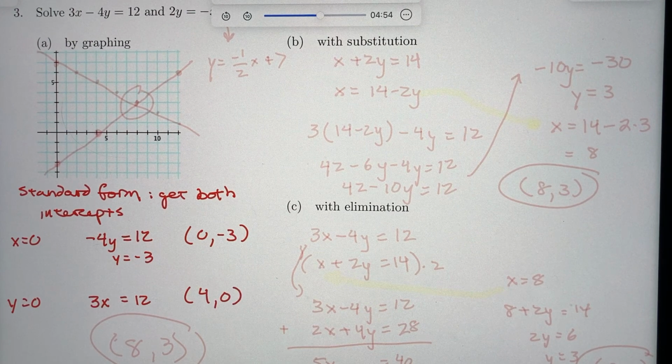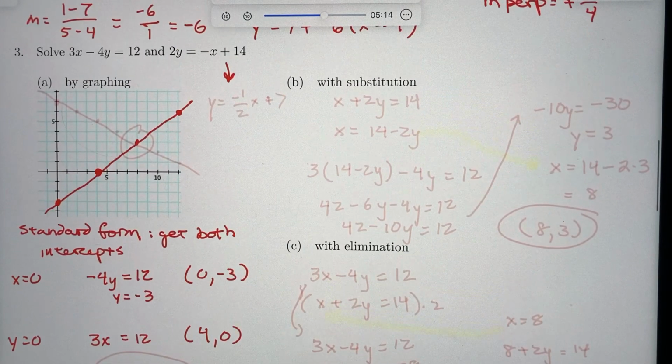Plot those 2 points, 0, negative 3, and positive 4, 0. And oh look, the slope is 3/4. So I'm just going to keep going up 3 and over 4 until I run out of graph paper. And draw the line. In order to easily draw the second line, I think I need to divide everything by 2. Don't forget to divide the x term by 2 also.